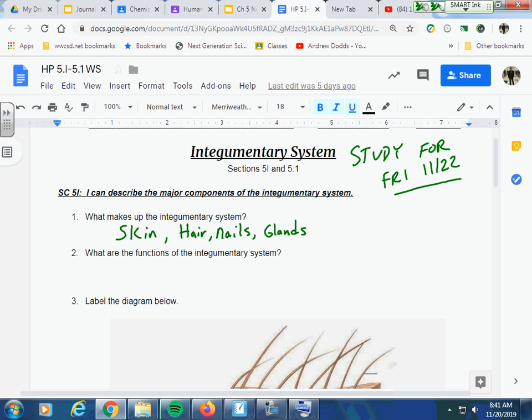Functions of the integumentary system. So one, you should have protection down. That's a biggie. The skin is also important for temperature regulation.